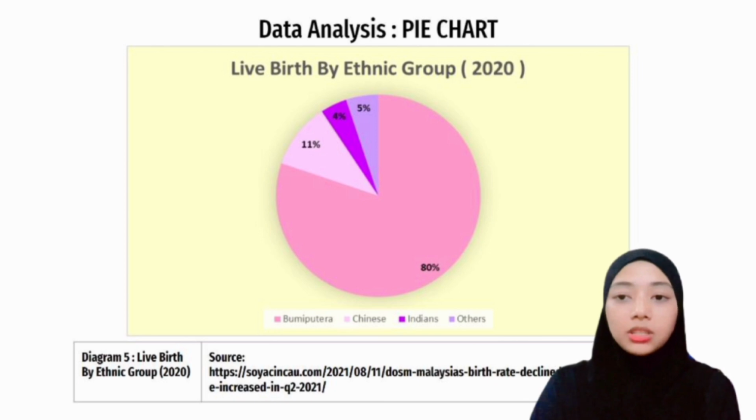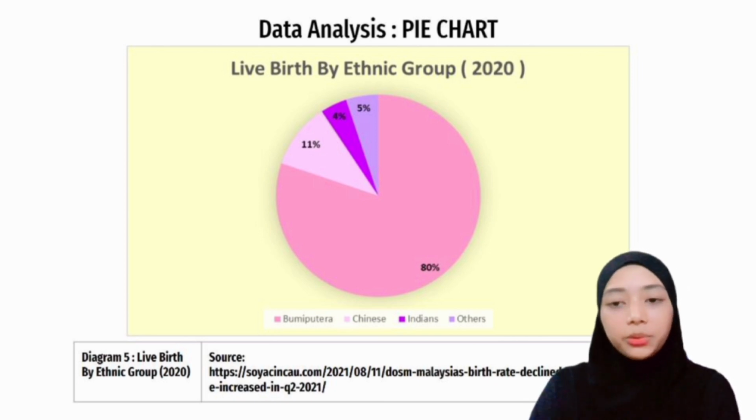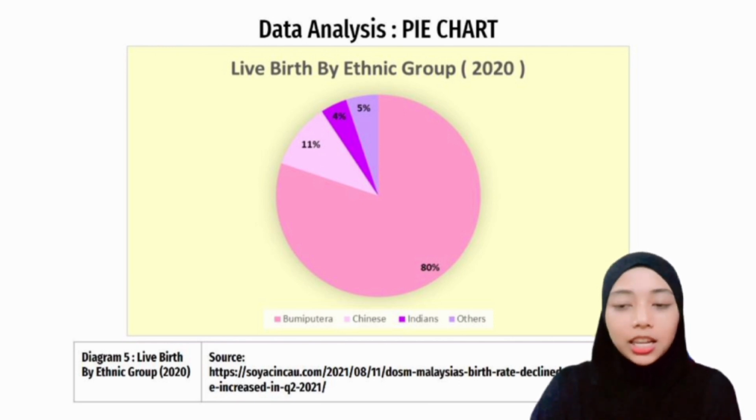The chart above shows live births by ethnic group in 2020. As shown in the chart, Bumiputera are 80%, while Chinese are 11%, Indians 4%, and others 5%. As you can see from the chart, the highest live birth by ethnic group in 2020 was from Bumiputera, because the majority of Malaysian citizens were Bumiputera, whereas Indians had the lowest live birth in 2020.